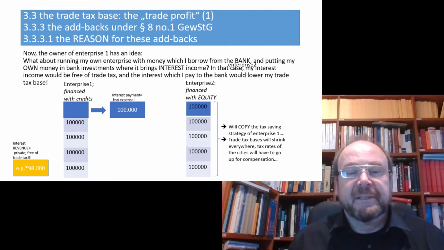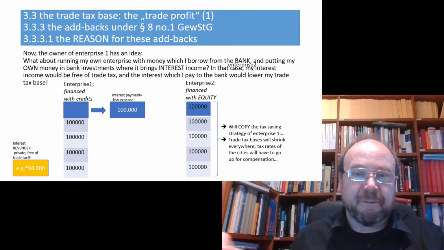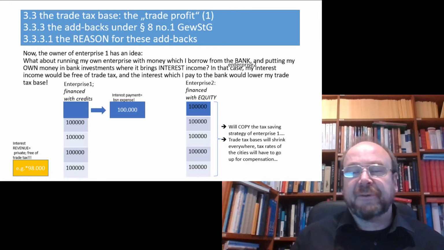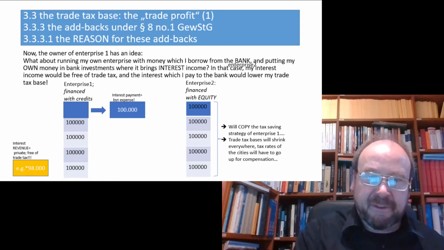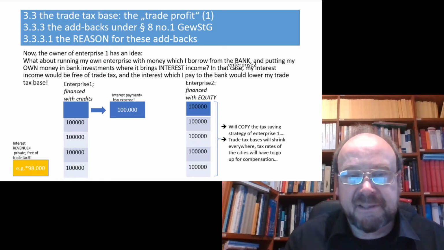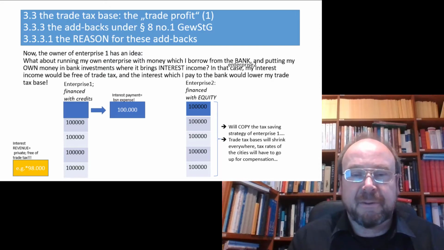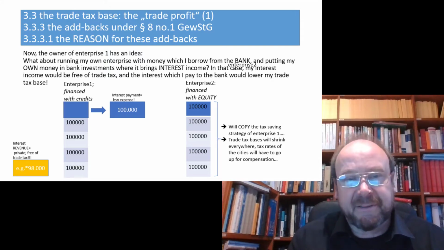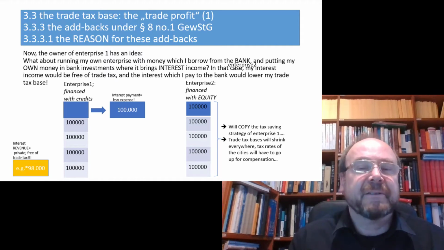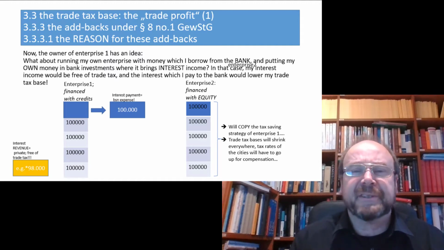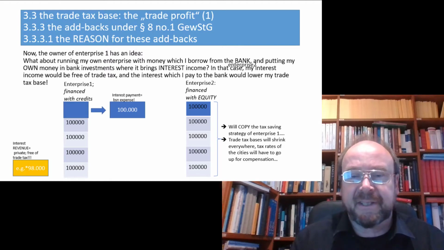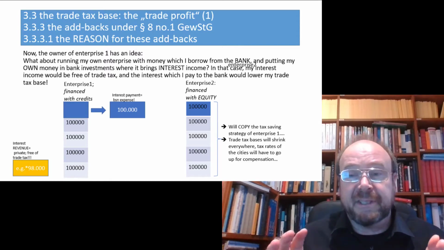Okay. So as you see here, probably the difference between the interest which I have to pay on all my capital, which I borrow from the bank, and the interest which I get for the money which I placed into the bank account is only a small difference. And perhaps if I save the trade tax on the 100,000, that could perhaps be a higher tax saving effect than the difference of, let's assume, 2,000 or 3,000 euro between the interest I pay and the interest I get. So that would be a good deal.